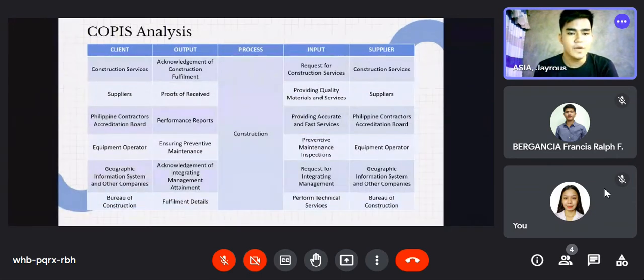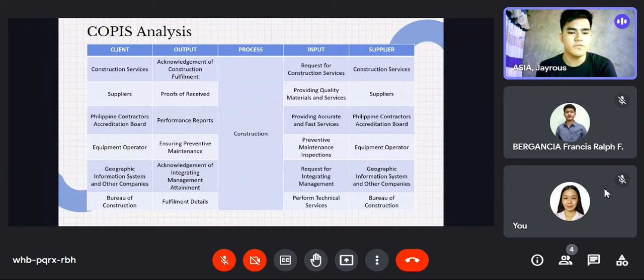In the next slide, we have the COPIS analysis, which is a tool that summarizes the inputs and outputs of one or more processes in table form. It is used to define a business process from beginning to end before work begins. You can see from the table that we have 5 columns which consist of the clients, output, process, input, and suppliers. The flow begins in the process, which is the construction, and from the input, we have the request for construction services from our first client, which is the construction services, and the output will be the acknowledgement of construction fulfillment.